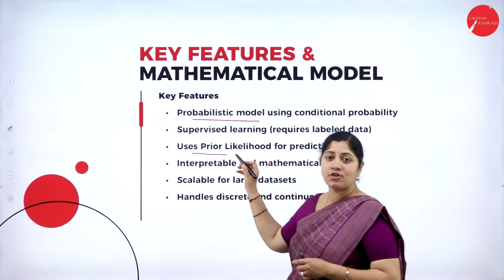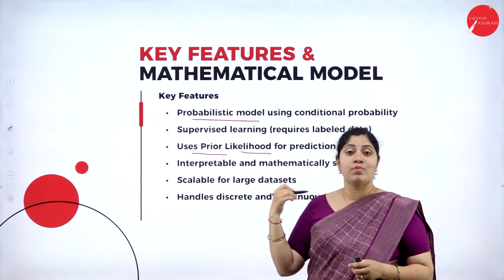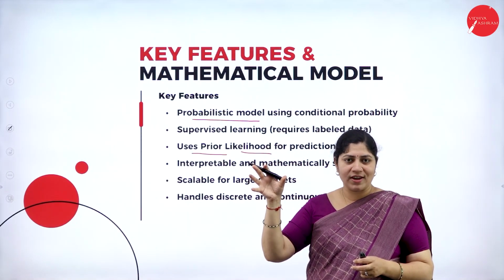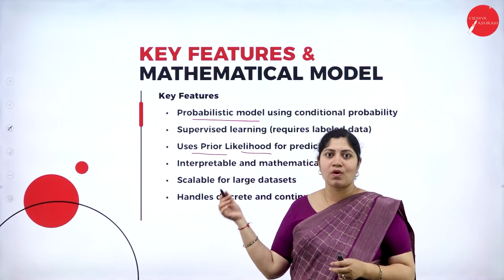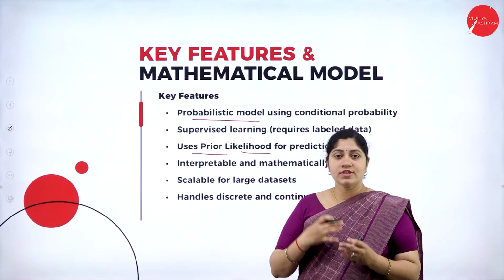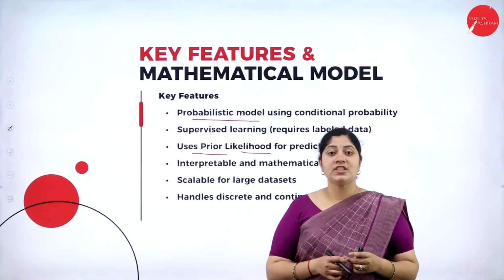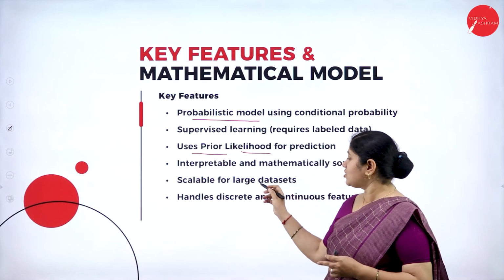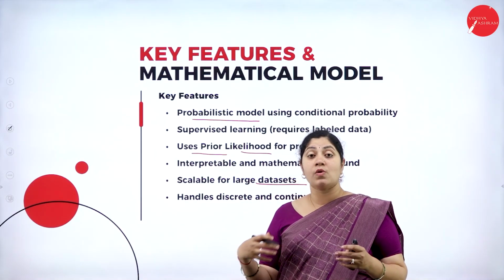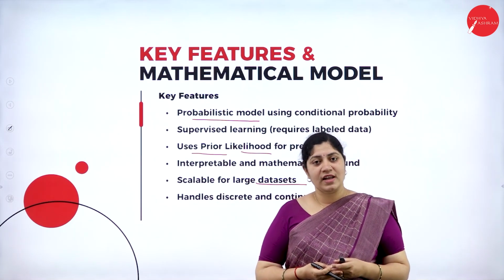And the next feature is that it uses prior information, or we can say likelihood, for any predictions. Yes, correct. There will be a prediction in order to define a class label, right? So this is a feature of Bayesian classification. This is not only supervised, but it is interpretable as well as a mathematically sound classification method. And it is scalable for large data sets. This type of classification will handle not only continuous but also discrete features. So these are the key features of Bayes classification.